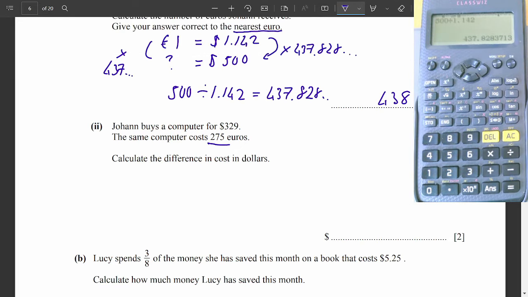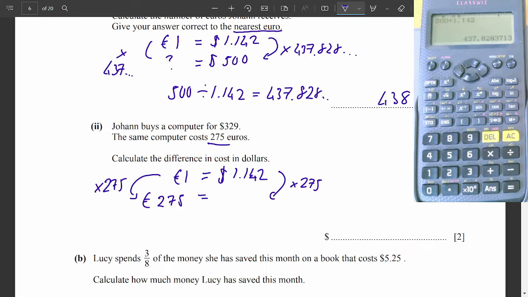So let's write this down again. Remember, €1 was $1.142. Now it's the euros turn. We've changed €1 to 275 euros. So we're going from there to there. How do you get from there to there? You multiply it by 275. So you have to do the same here. We need to multiply that by 275 to get the answer.